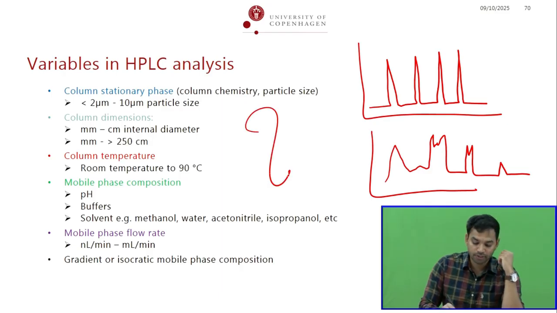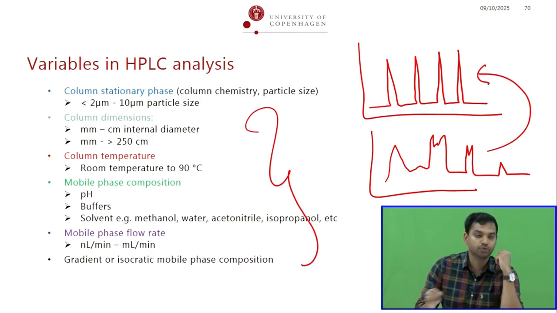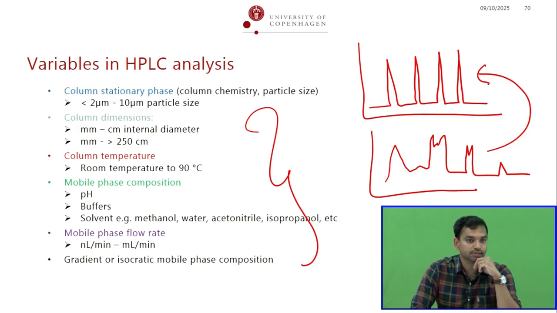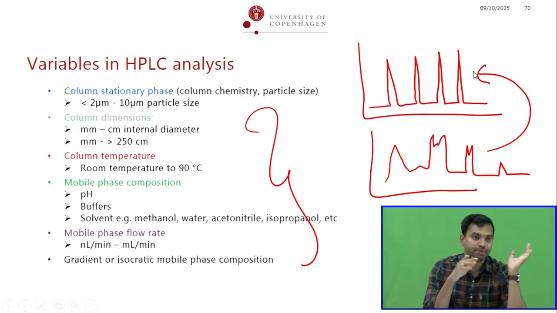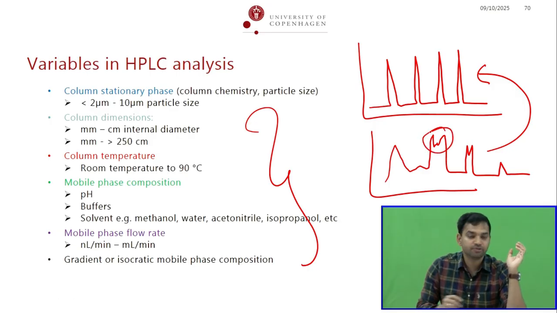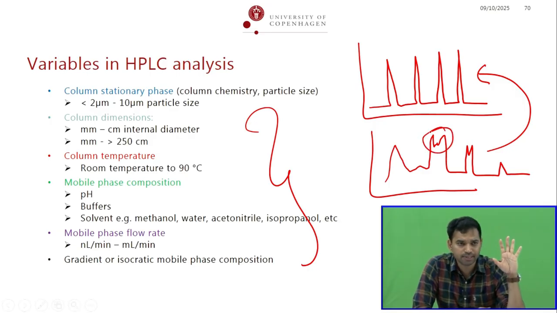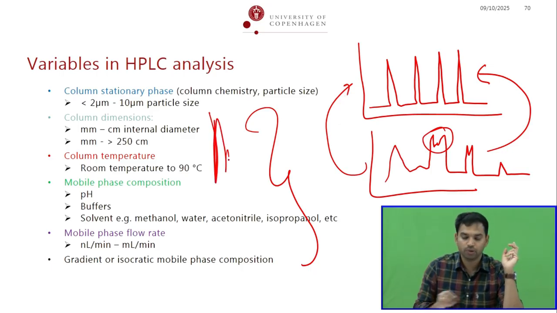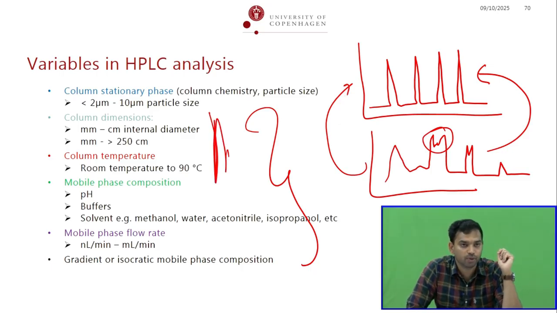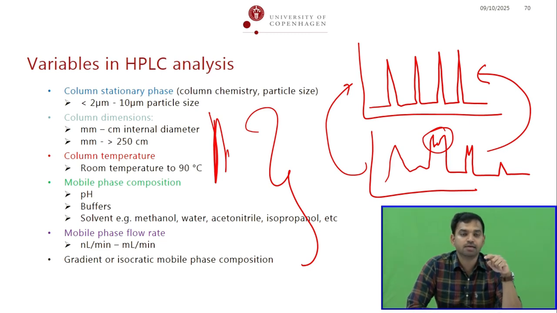But when you optimize all these things, you can bring this to this one. Make sense? Peaks can be broad, peaks can be tailing, peaks can be fronting, the peaks could be split. A lot of problems you will see. By optimization, by changing all these things, you will get a nice chromatogram. Okay, is it clear? This is the job of the chromatographer in your laboratory.